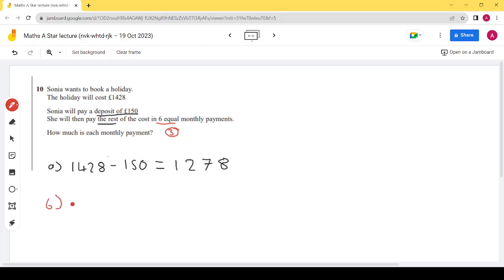So we've got B, 1,278 divided by 6, which I believe is 213, but again, we're going to double check. 1,278 divided by 6, and yeah, it gives us £213, which is the answer. So as I say, you could do this without a calculator. You just do a bus stop division of 1,278 divided by 6 because it goes exactly. But yeah, it's the first time really having a calculator is going to save you some time.